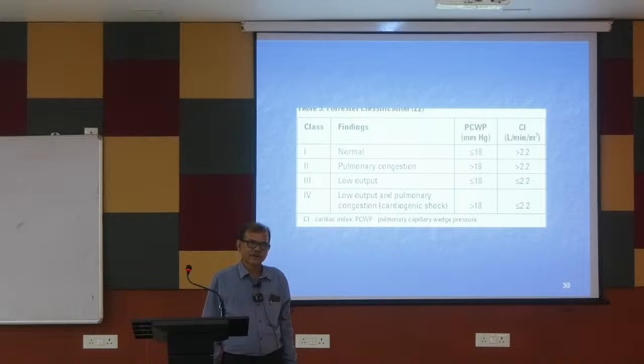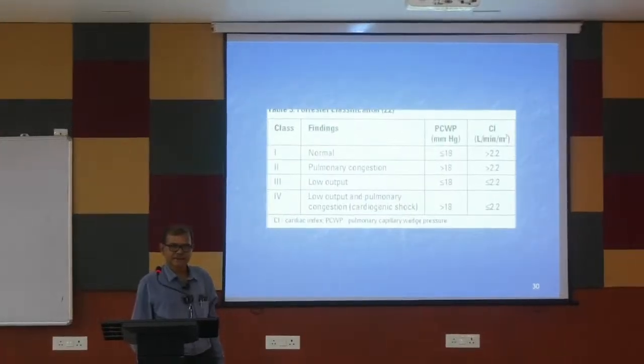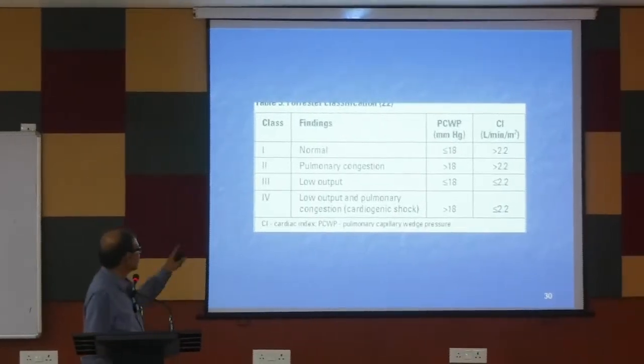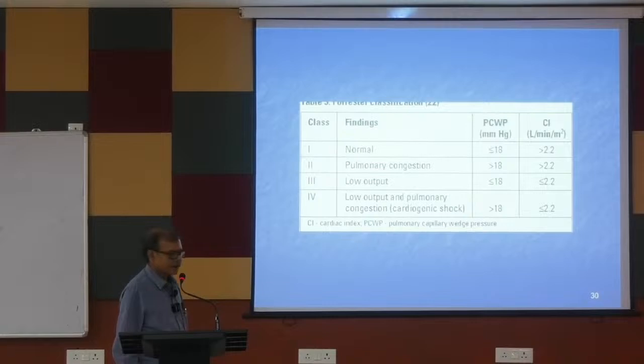What is the definition of cardiac index? Stroke volume per minute per square meter of the body surface area. Normal values are already mentioned, 2.6 to 4.6. Okay? So at the bedside assessment, we can assess the normal, that means no systemic congestion.